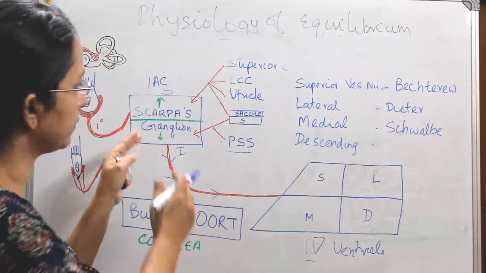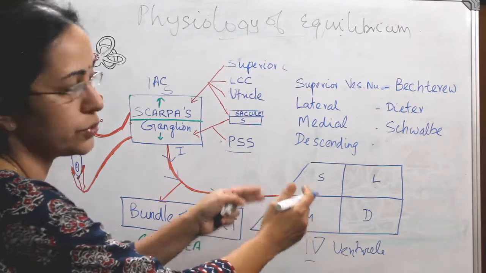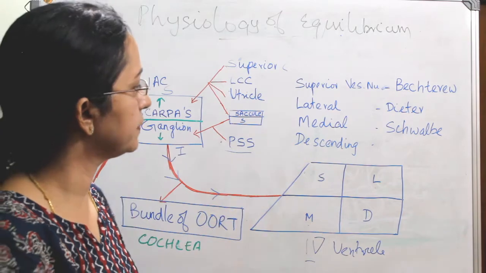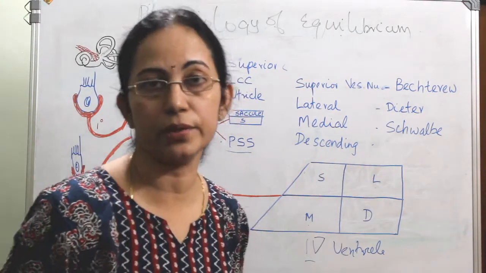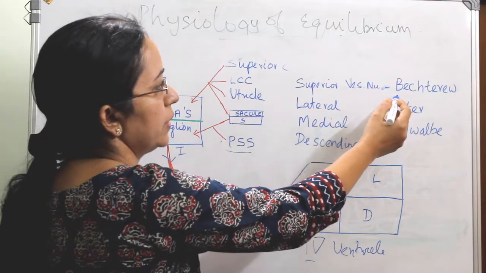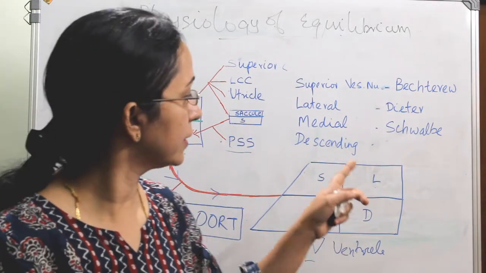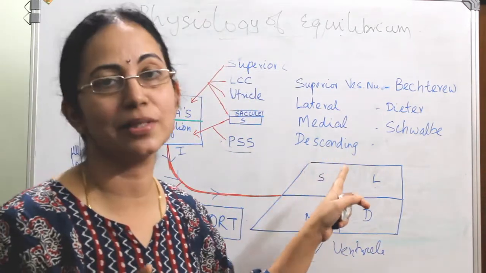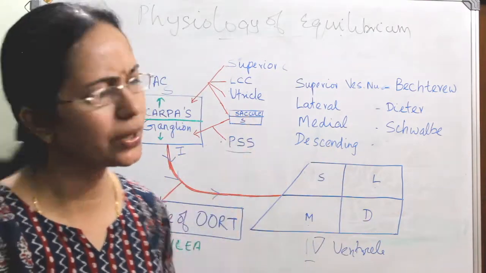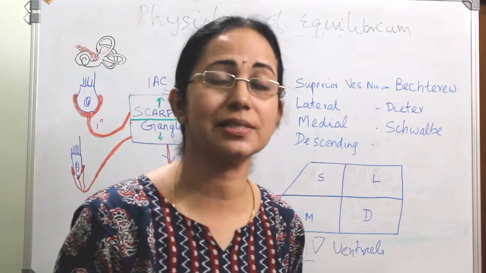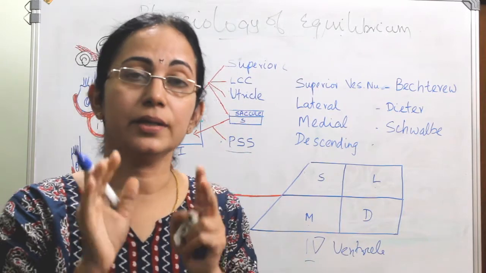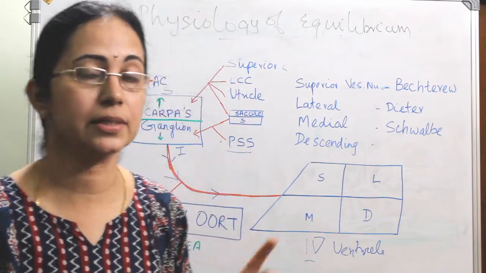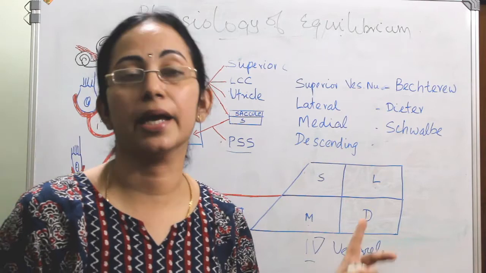Okay. So, from the Scarpa's ganglion, the fibers are going to the vestibular nuclei, which is situated in the floor of the 4th ventricle, and this vestibular nucleus has 4 divisions. Of the 4 divisions, thank God only 3 divisions are named, and the descending vestibular nucleus has no specific name. So if you can remember, you remember the names. If you can't remember the names, don't worry. You just remember the vestibular nucleus has 4 parts: superior, medial, lateral and descending.